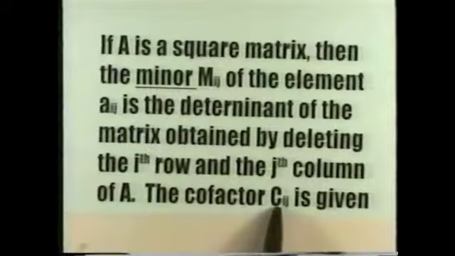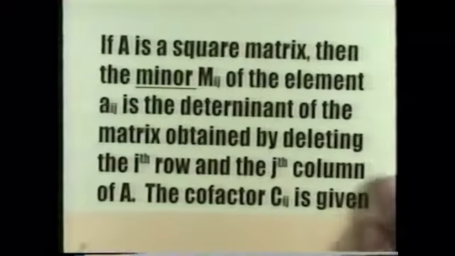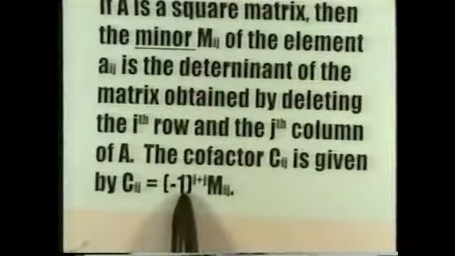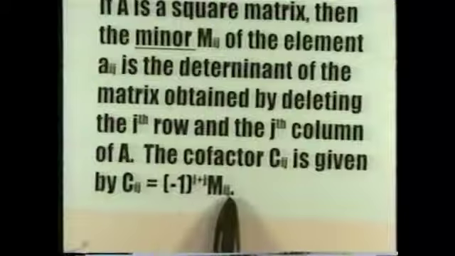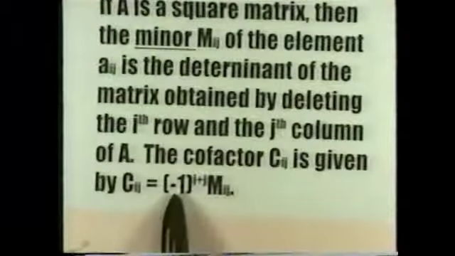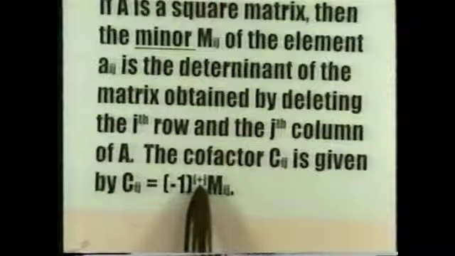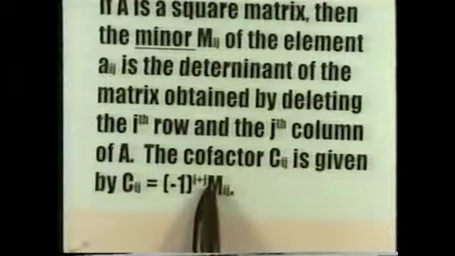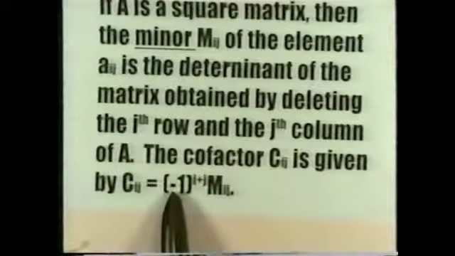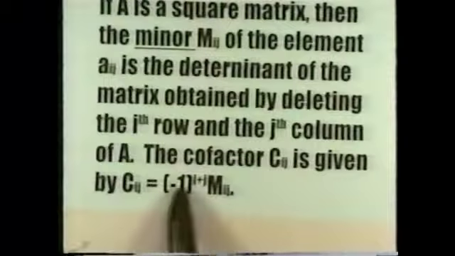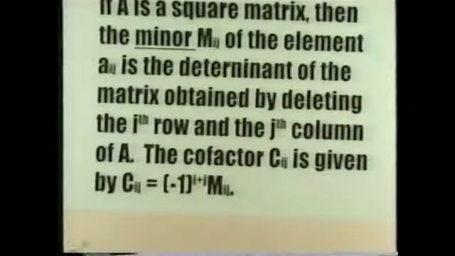Now the cofactor, Cij, is given by Cij equals (-1) to the i plus j times the minor. So the cofactor has the -1 multiple. And notice the (-1) to the i plus j is just going to alternate signs. If i plus j is odd, then -1 to an odd power is negative. If i plus j is even, then -1 to an even power is positive. So this is just to alternate the signs.